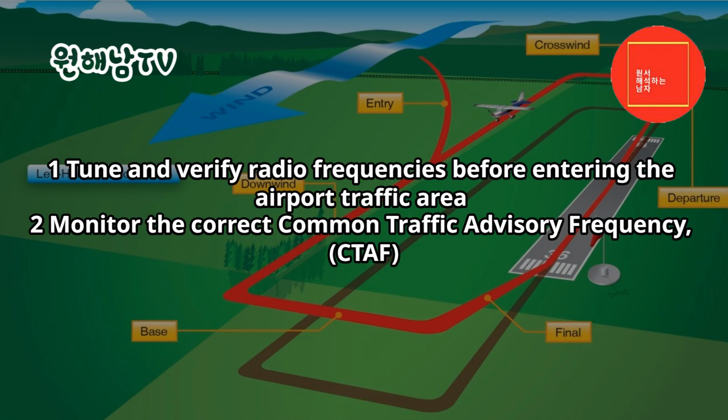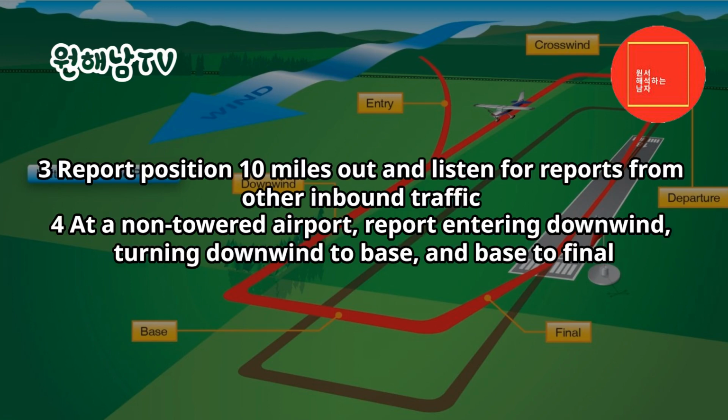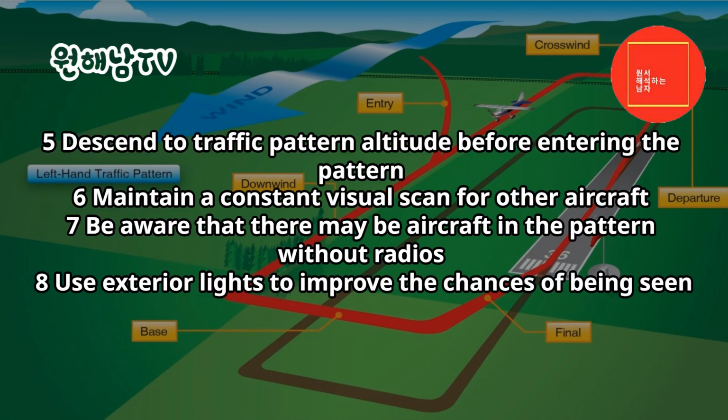Tune and verify radio frequencies before entering the airport traffic area. 2. Monitor the correct Common Traffic Advisory Frequency, CTAF. 3. Report position 10 miles out and listen for reports from other inbound traffic. 4. At a non-towered airport, report entering downwind, turning downwind to base, and base to final. 5. Descend to traffic pattern altitude before entering the pattern.